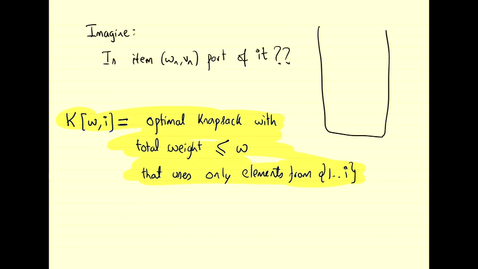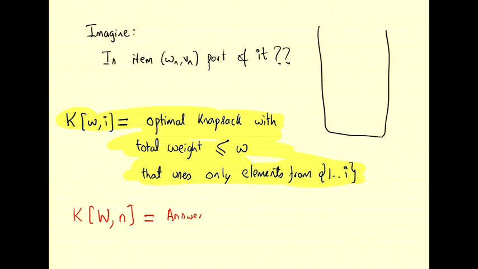if I want the answer to my original problem, it was K of capital W, comma, N. This is the answer for my original problem, right? This is our goal, right? This is our answer, because it's the optimal knapsack with total weight capital W that only uses elements from 1 through N. Okay, so this is the key definition.